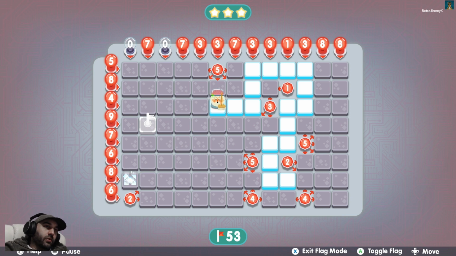Could be on that row. 8 on this row. 1, 2, 3, 4. Yeah, oh well, I'm not going up. The question is, is it left or down? Left or down?